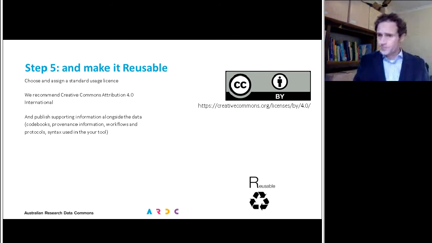Now, there's also a few other things to keep in mind. When you publish your data set, consider also publishing supporting information alongside the data. And what that is will depend on your discipline and what common practices in your discipline. But think of things like code books, provenance information, workflows, protocols, maybe syntax that you used in your tool, so that others can understand how you got to the findings and how you got to that final version of your data set.